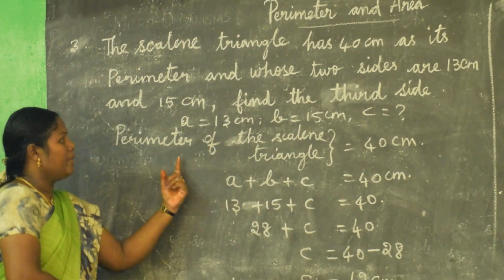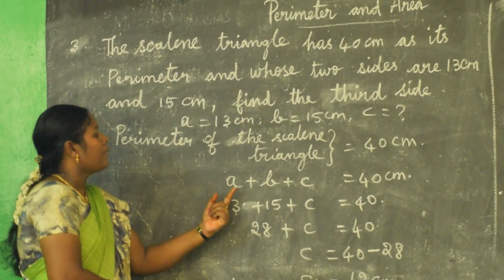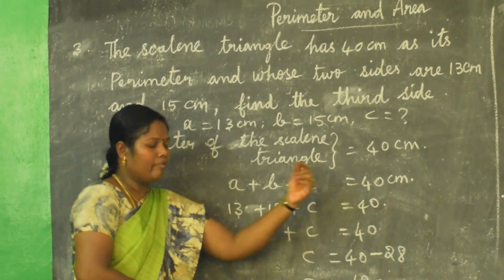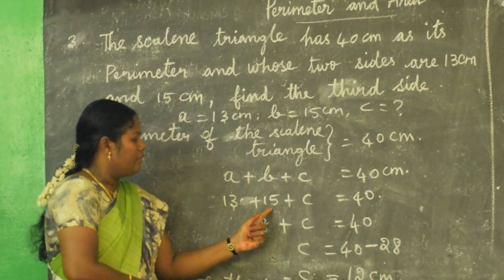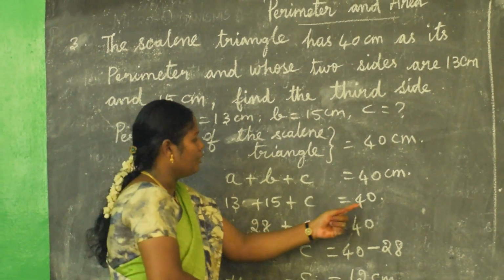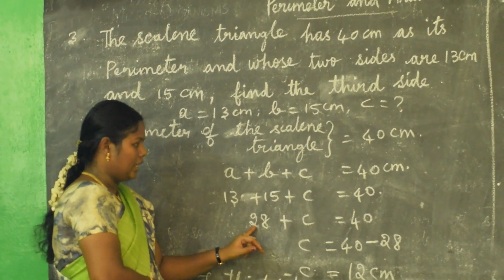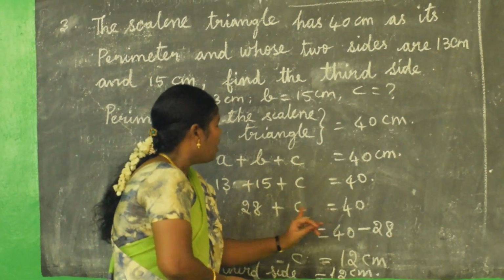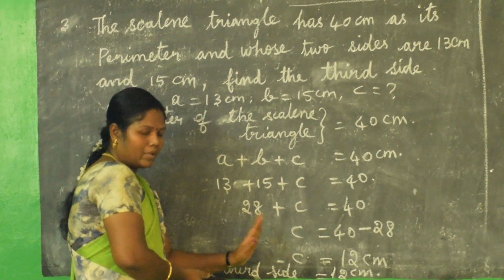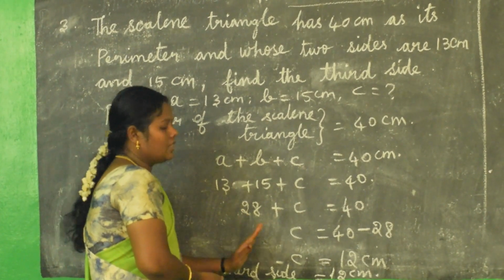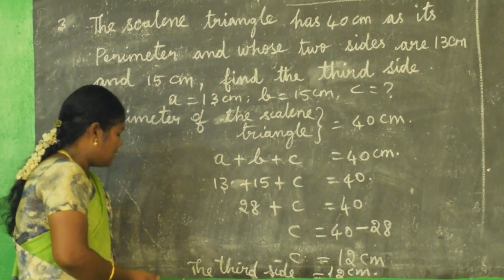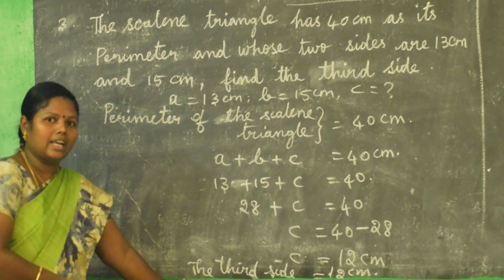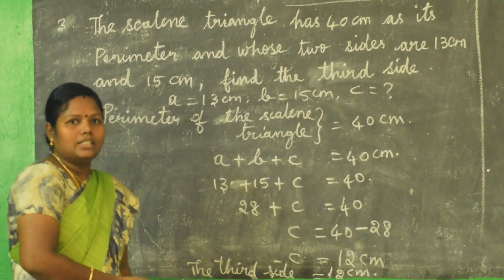The formula for the perimeter of a triangle is A plus B plus C equal to 40 centimeter. So A is 13 plus B is 15, and C we want to find. 13 plus 15 is 28. C is unknown, so C equals 40 minus 28. So C equals 12 centimeter. The third side of the scalene triangle is equal to 12 centimeter.